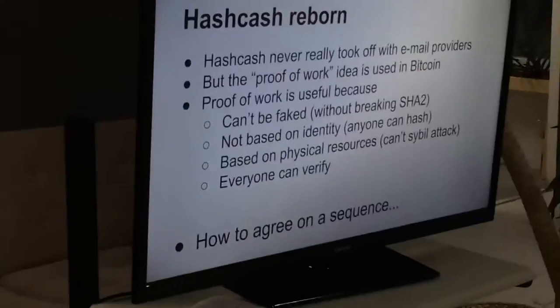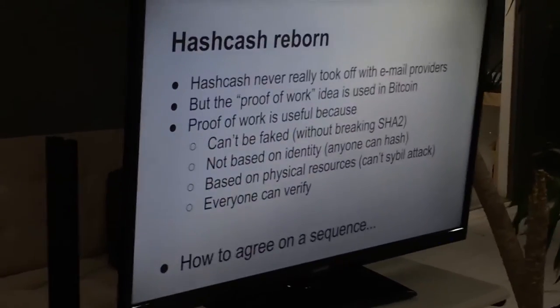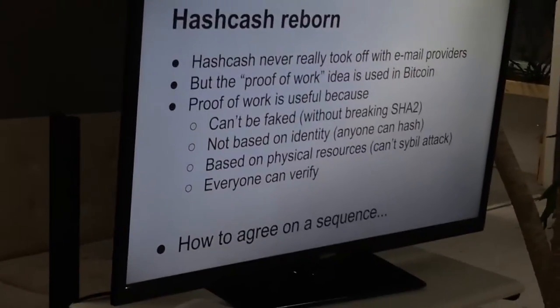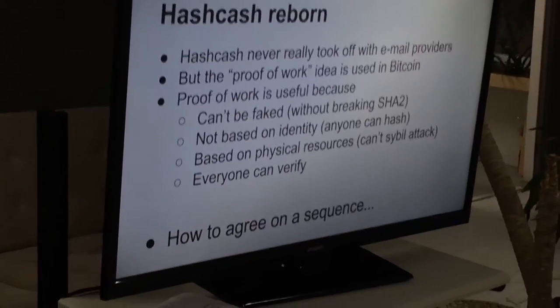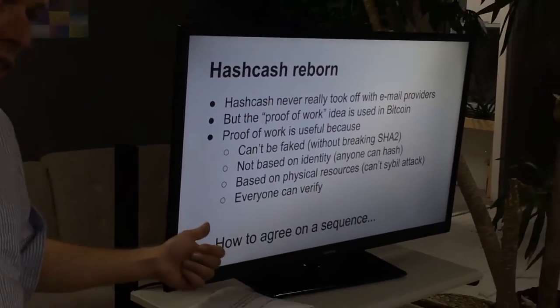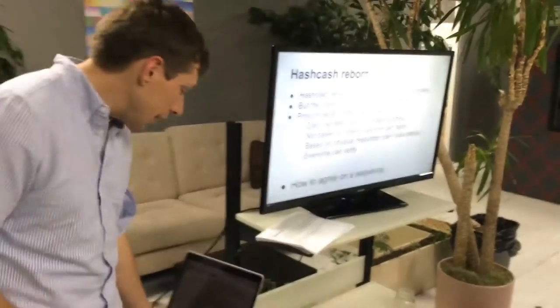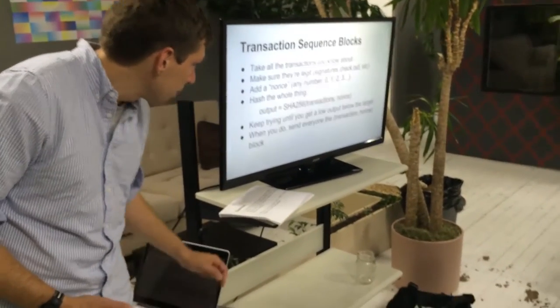It's based on a physical resource, so you can't have a bunch of IP addresses and appear to be bigger than you are. You need to actually have the computers computing this. And anyone can quickly verify it. So here's how to agree on a sequence.